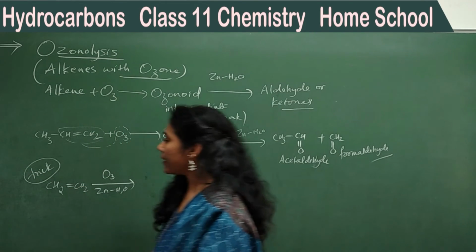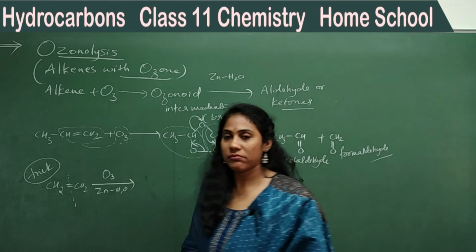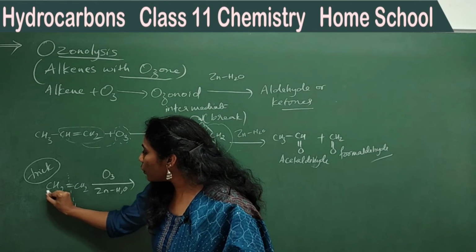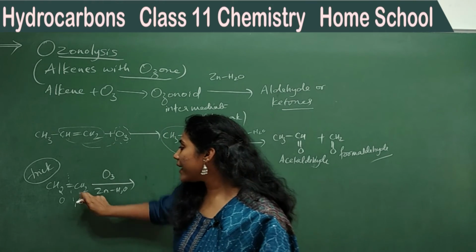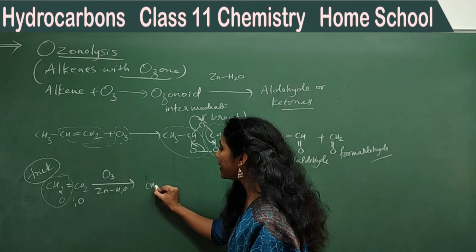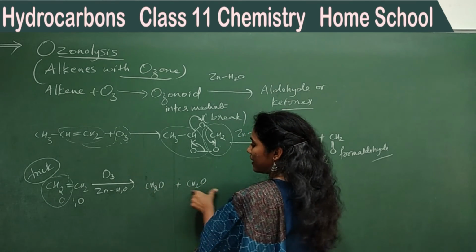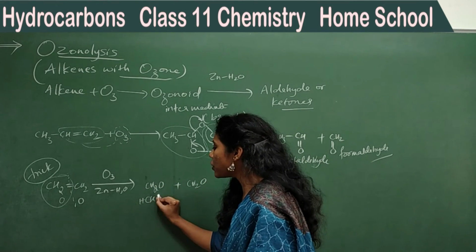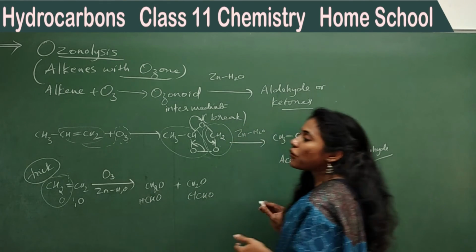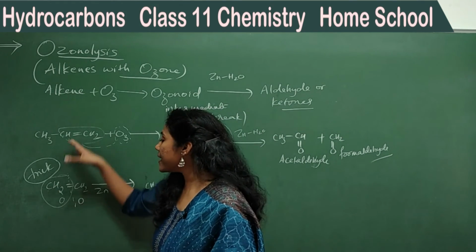Clear? So the trick is, listen carefully. Wherever double bond is there, you break it. Wherever double bond is there, you completely break. One oxygen you add to one carbon, the other oxygen you add to the other carbon. So what is this piece? You will write that as CH2O. So you have completely broken it, right? CH2O. So these are your products. CH2O in the sense what? HCHO. So two molecules of formaldehyde you are getting. So simple.